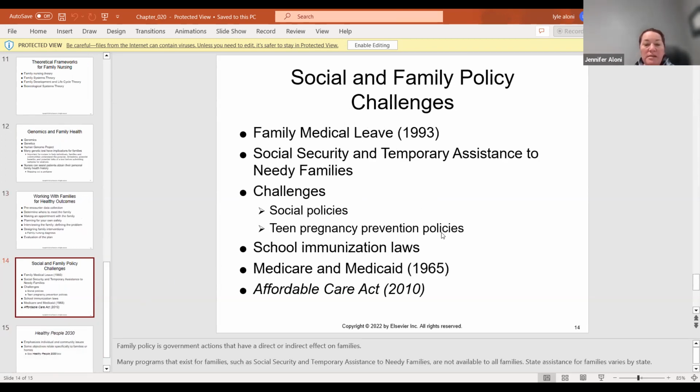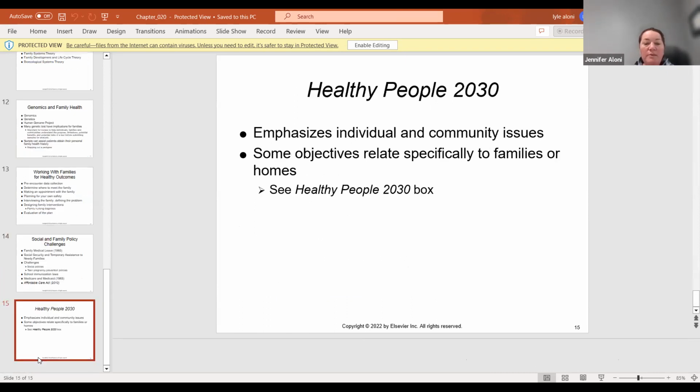We know that we've had some policy changes like the Family Medical Leave Act in 1993, which gave authority for people to leave their job unpaid and to care for themselves or a family member. We have Social Security and Temporary Assistance for Needy Families, school immunization laws, and Medicaid and Medicare again. We spoke about those a little bit last week. And then we have our Affordable Care Act in 2010. With our Healthy People 2030 focusing on family nursing, it emphasizes our individual and community issues. Take a look at our Healthy People 2030 box in chapter 20 as well.